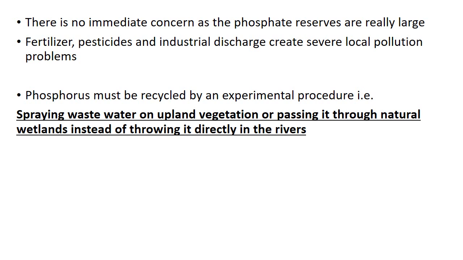Phosphorus must be recycled using an experimental approach that was proposed many years back: we can spray wastewater on the upland vegetation, because phosphorus is very important for the growth of plants, or we can pass it through natural wetlands instead of throwing it directly into the rivers. This way we can make our phosphorus cycle more cyclic, and this is how we can conserve our nature as well, for the balance of nature.